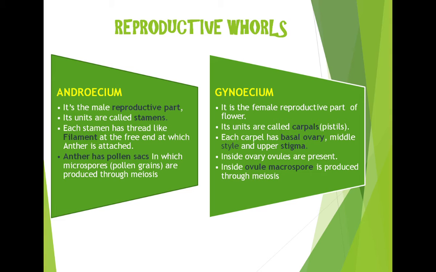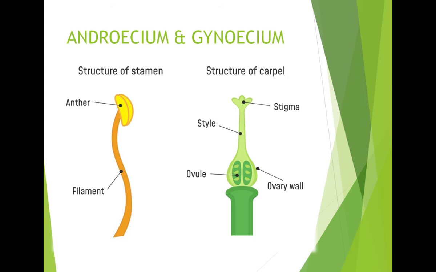Which parts? The ovary, style and stigma. Inside the ovary, ovules are present, and these ovules give rise to the macrospores by the process of meiosis. Now let's have a look at the structure of stamen and the structure of carpel. In the stamen, this is the filament, this is the anther, and in this anther pollen grains are produced.